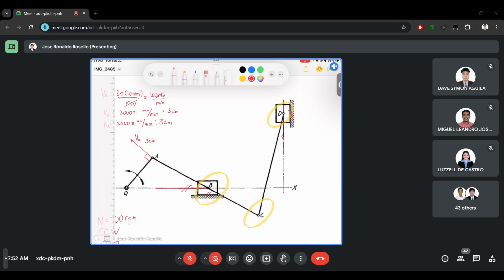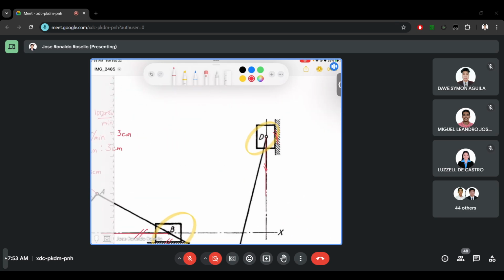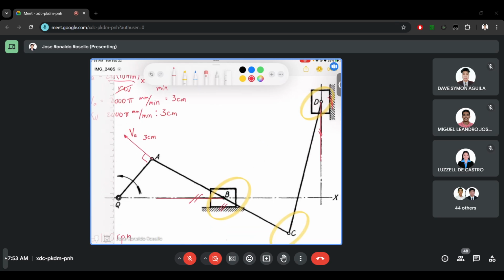So now we have determined three directions of velocities out of the four. First is velocity A, then we have velocity B, then velocity D. So for now, these are just directions. So let's solve for the velocity.